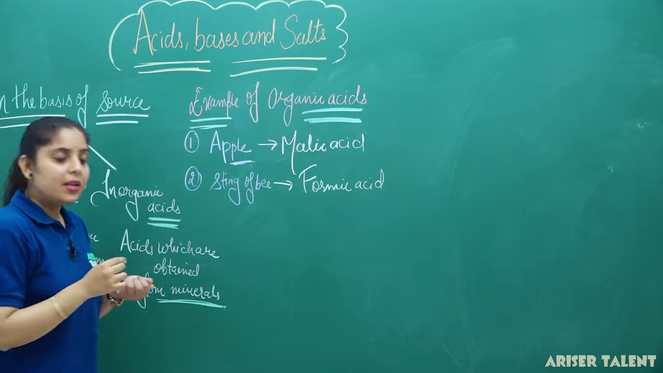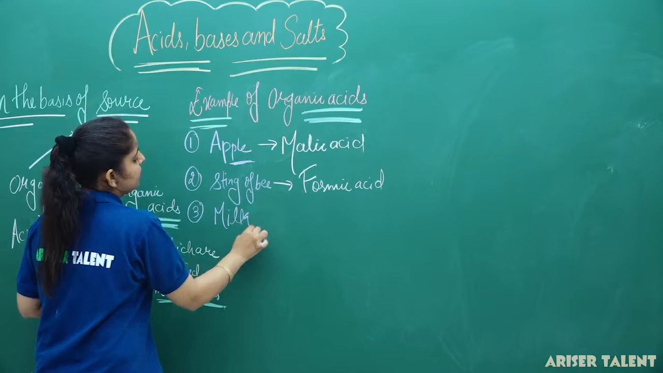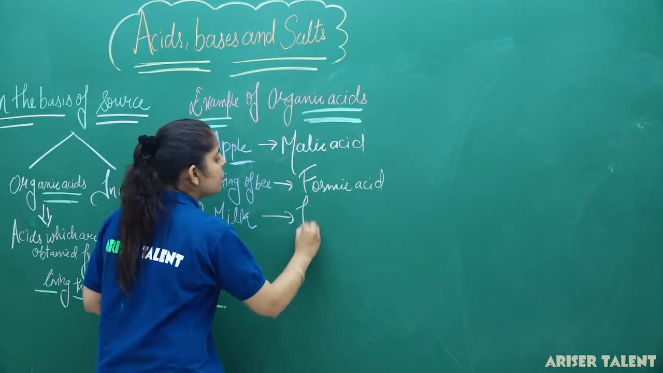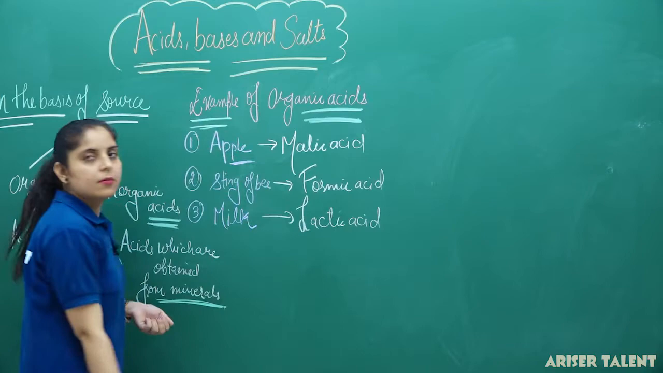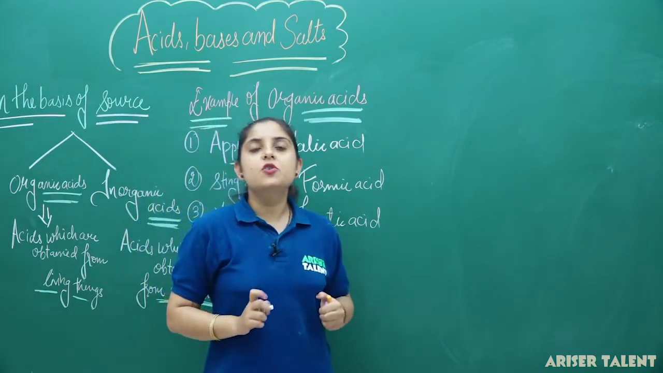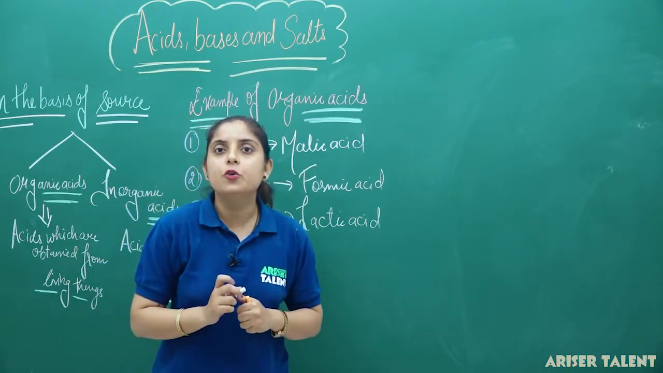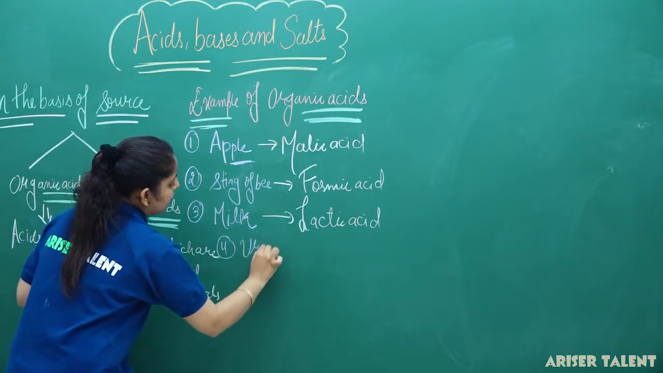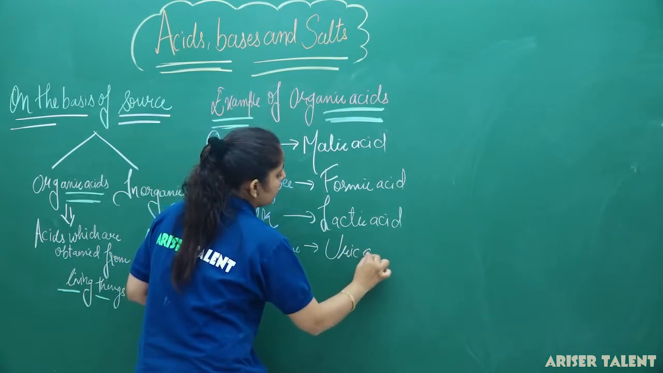Suppose I am talking about milk. Third component is milk. Milk also contains some sort of acid, and the acid present in the milk is known as lactic acid. Next, urine. Urine also consists of some sort of acid, and the acid which is present in urine is uric acid. So, the fourth one is urine. Urine consists of uric acid.